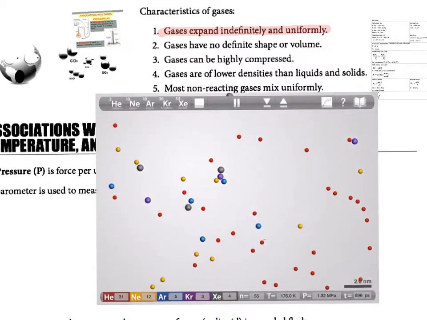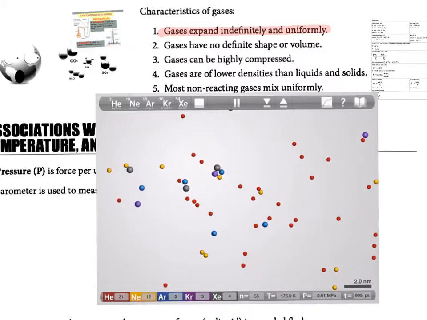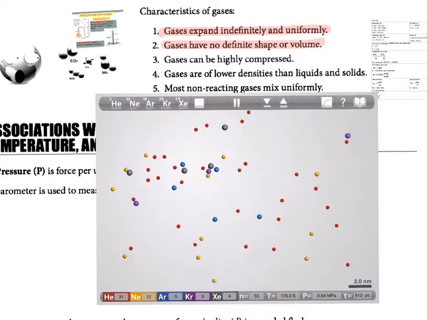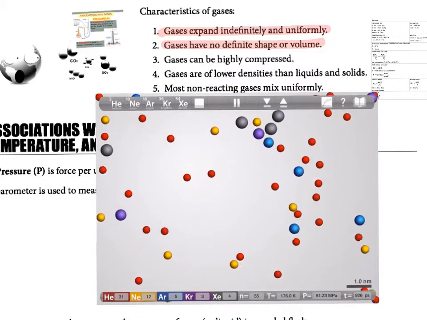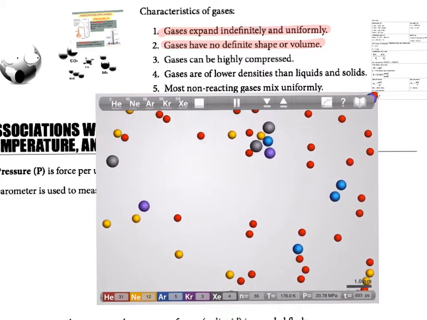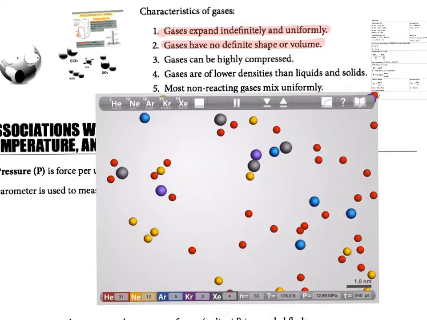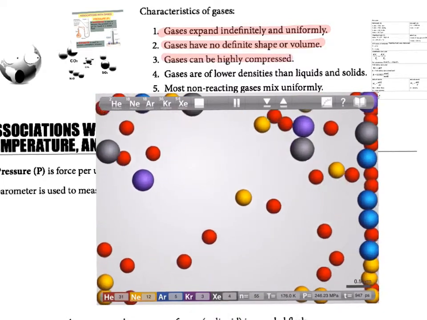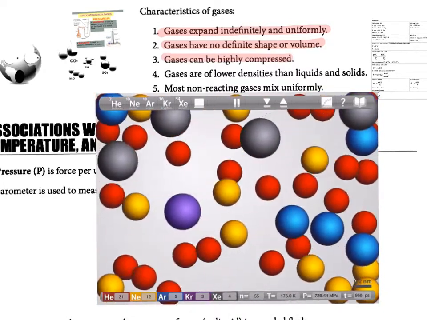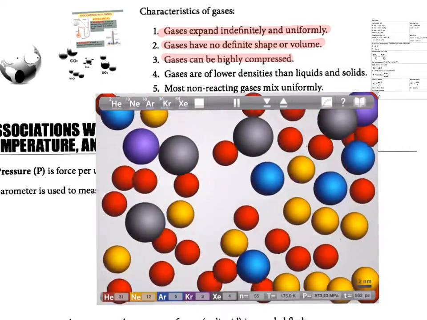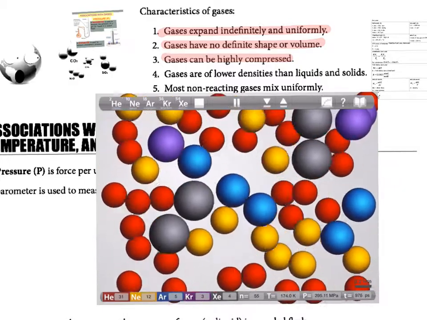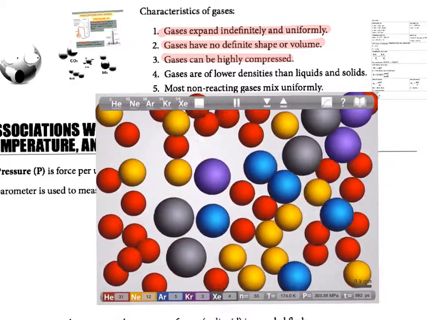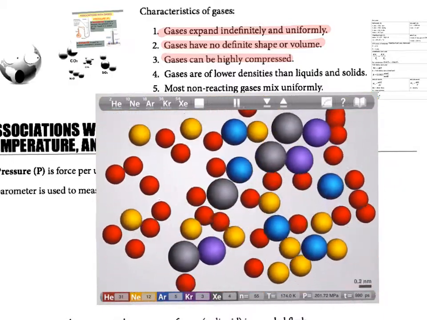And that kind of goes with the second, and that is gases have no definite shape or volume. Again, just depending on the size of the container I put that gas in, that will be a specific volume. And gases can be highly compressed, so we can kind of really get those gas molecules pushed really close together. And if we compress them, we can turn them into a liquid and in some cases a solid. So we can compress them to a different state of matter.